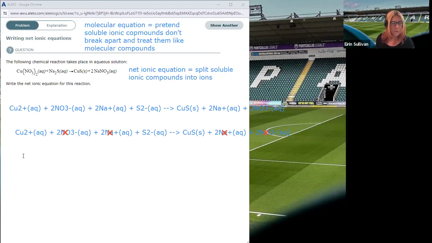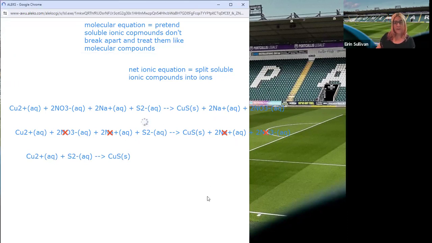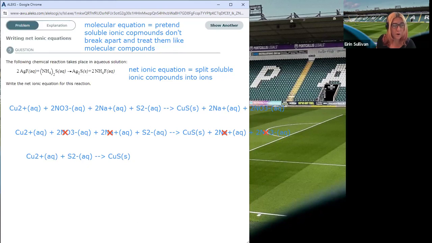Okay, so to write my net ionic equation, it's Cu2+ (aq) reacts with the sulfide ion S2- (aq) to form solid copper 2 sulfide. Okay, state symbols are important. So that is the only actual change that's happening. That's why it's a net ionic equation, because it's showing you the only actual chemical change. Nitrate ions are there at the beginning, they're there at the end. Sodium ions are there at the beginning, they're there at the end. Nothing has actually happened to them in terms of a net change. So I'll do one more.